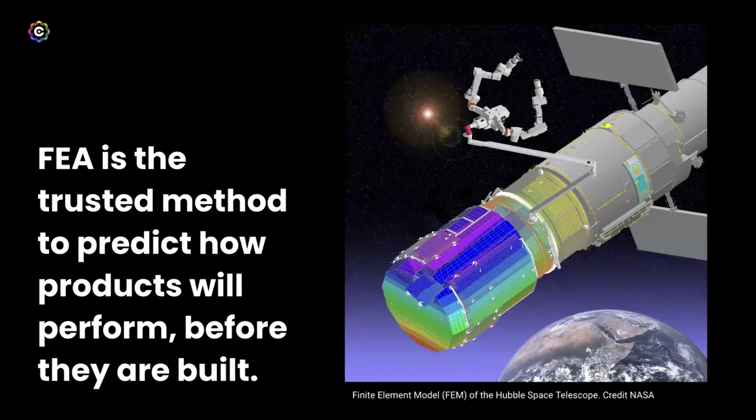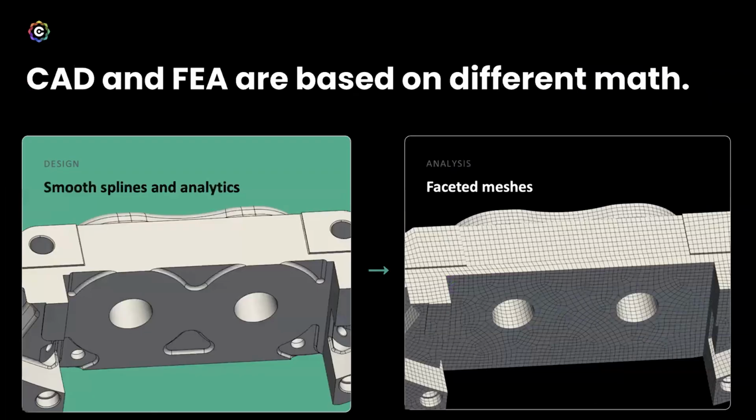So finite element analysis is the trusted method that's been used for decades now to predict how products will perform before they are built. You see this example of the Hubble Space Telescope. Of course, FEA is used across industries, including automotive, defense, aerospace, and consumer products. And it's proven and useful because it's simple, well understood, and robust. There are a lot of good qualities of the finite element method.